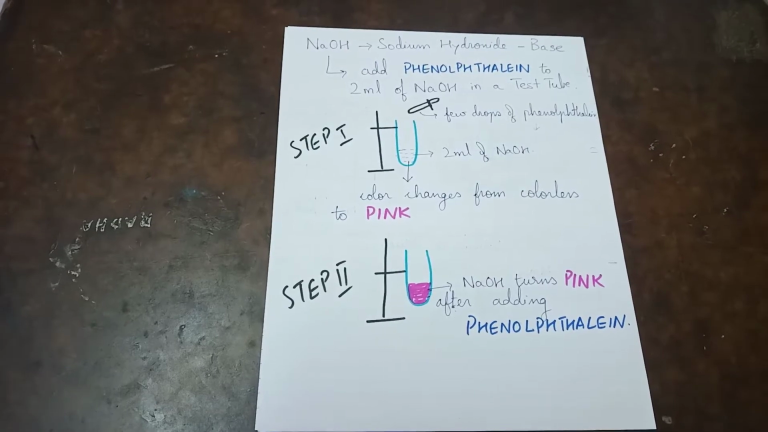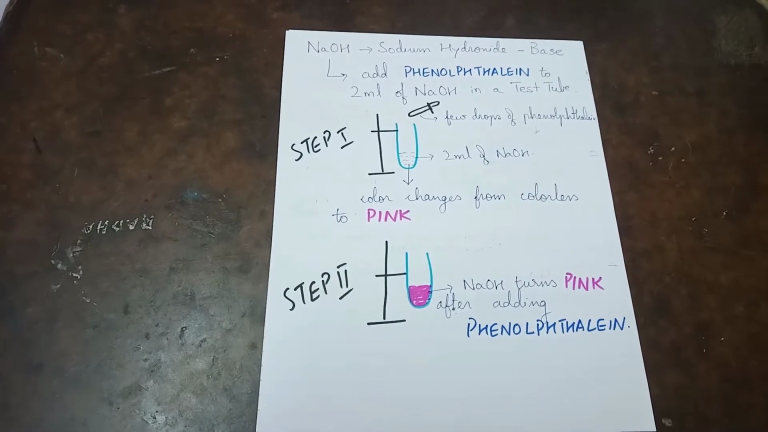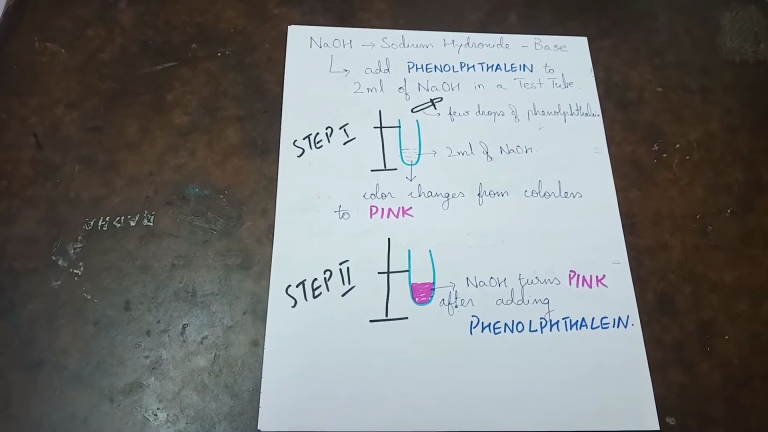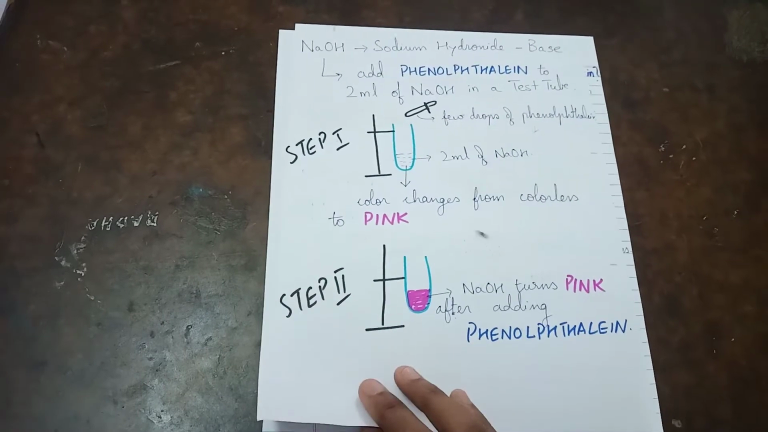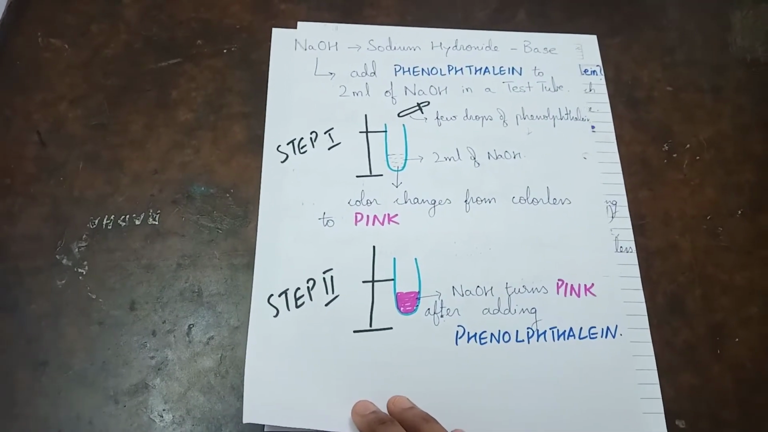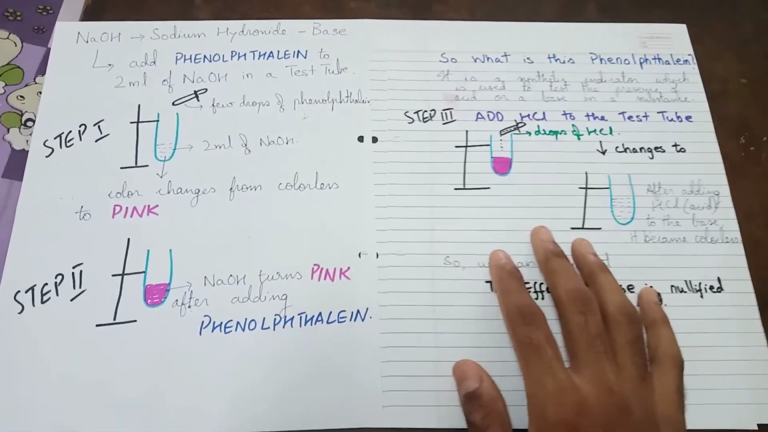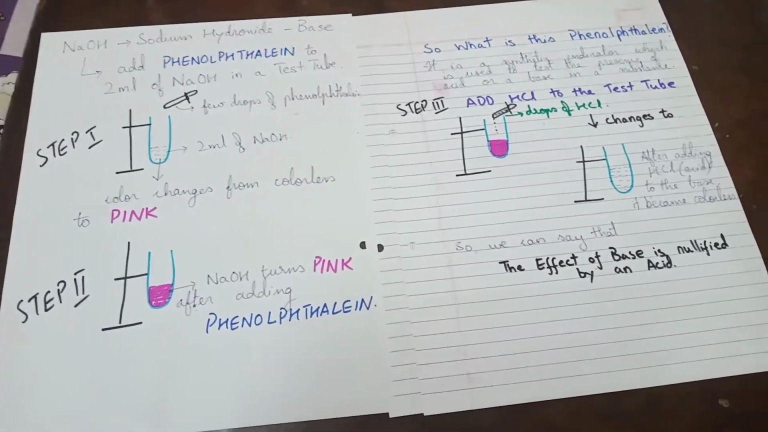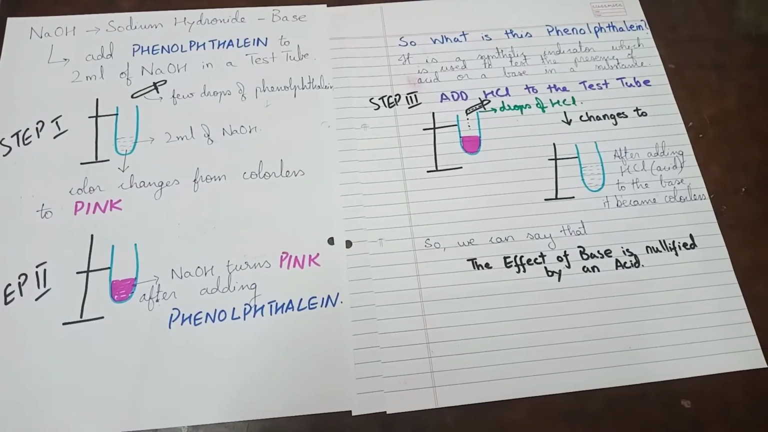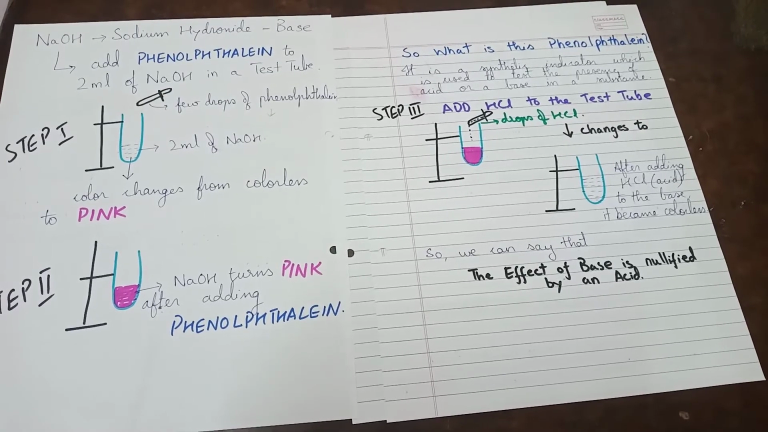Why did it change to pink? Because you have added phenolphthalein to the base. The 2 ml of NaOH used to be colorless before, but after adding a few drops of phenolphthalein, the indicator, it changed to pink color. So in step 2, the NaOH turns pink after adding phenolphthalein. Did you get a doubt, what is phenolphthalein? Phenolphthalein is a synthetic indicator which is used to test the presence of acid or a base in a substance. We use phenolphthalein to test whether the given substance is an acid or a base.